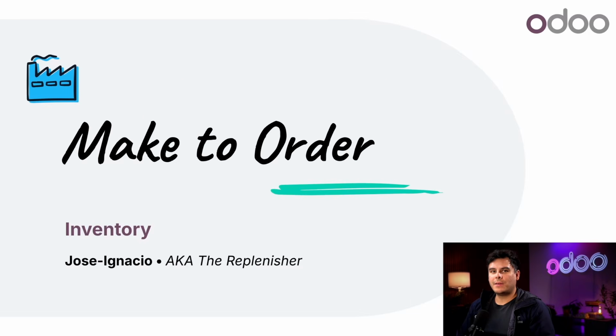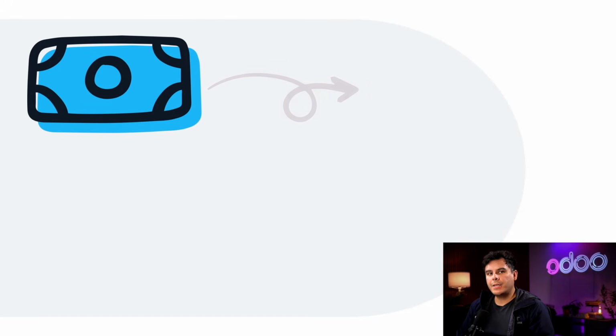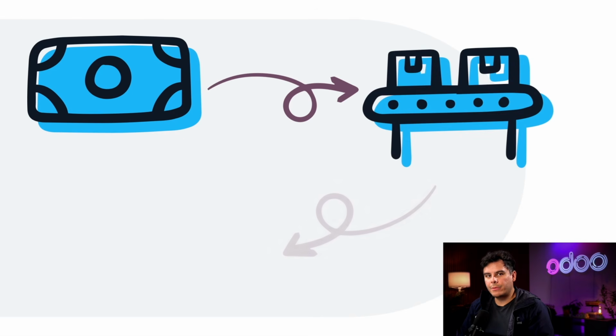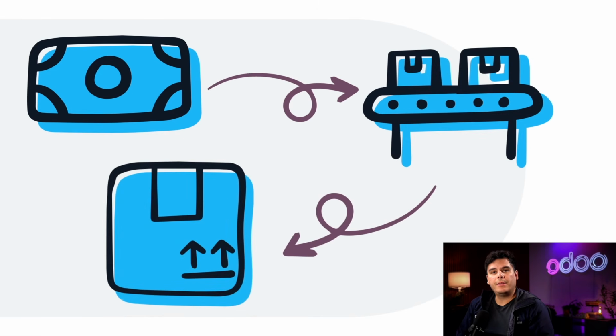Let's say that you sell products that you don't always keep in stock. Maybe they're expensive, customized, or just not ordered very often. In those situations, it really doesn't make sense to buy or produce them ahead of time, right? That's where replenish on order, also known as make to order or MTO for my acronym lovers, comes in. With MTO, Odoo waits until there's actual demand, like a confirmed sales order, before triggering any kind of replenishment.